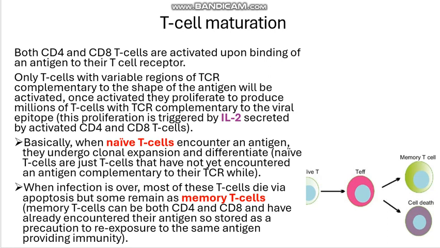When the infection is over, most of these T cells die via apoptosis, but some of them remain as memory T cells, and these memory T cells can either be the helper T cells or the cytotoxic T cells. They've already encountered their antigen, so they're basically stored as a precaution to re-exposure to the same pathogen. So if the same pathogen infects again, they can pick up the antigens and stimulate their own kind of immune response.